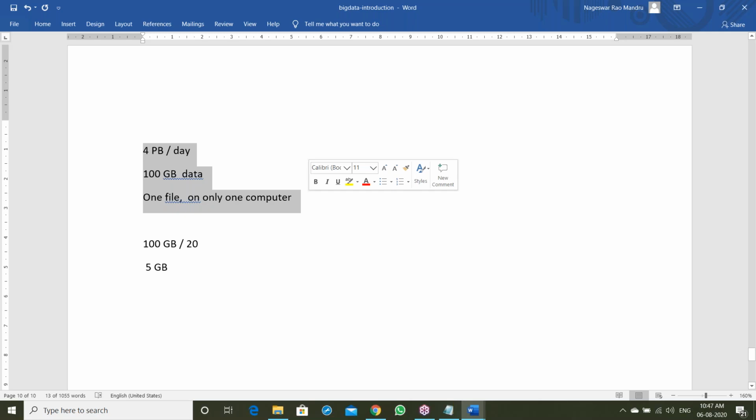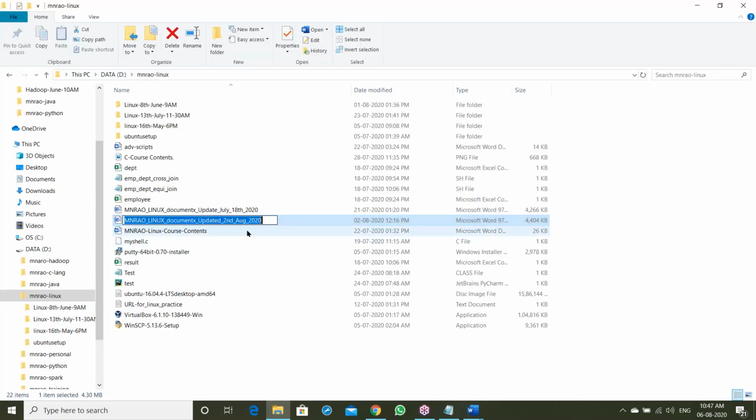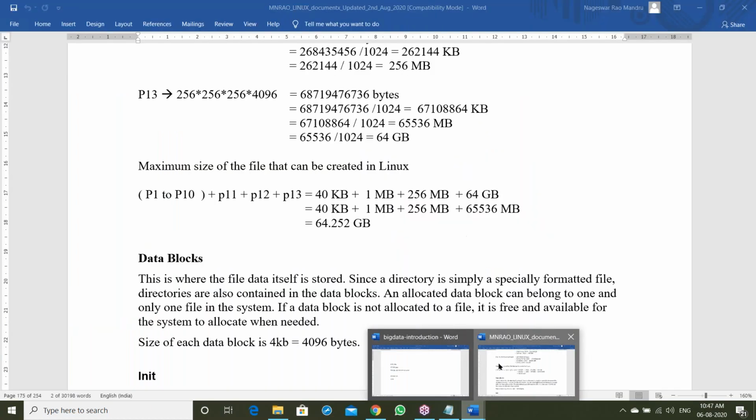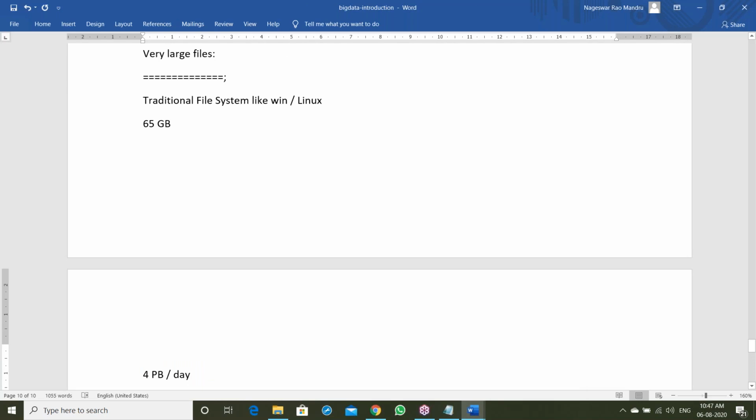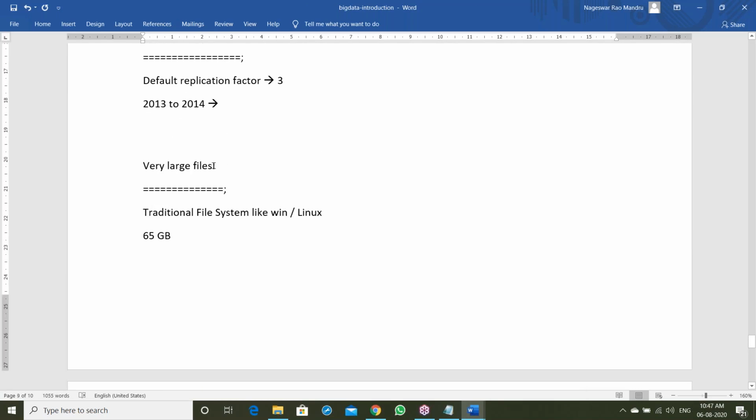Like the Windows or Linux file system. For example, a Windows file cannot be broken. It lives on only one computer. Two computers are not possible. But Hadoop makes it possible. One file is stored on multiple nodes in the cluster, multiple computers in the cluster, right? That's the reason it can handle very large files also. One file is broken into multiple parts and stored on multiple computers.